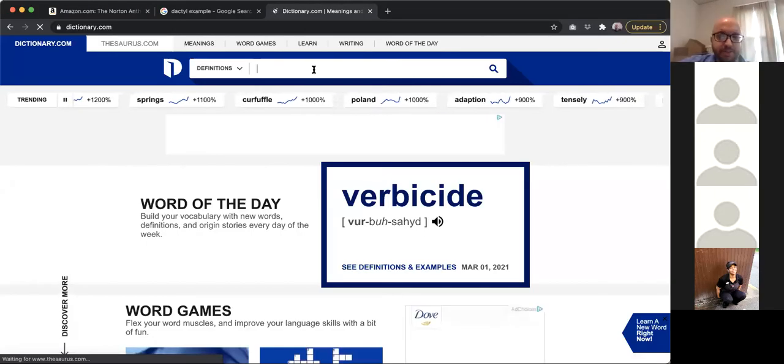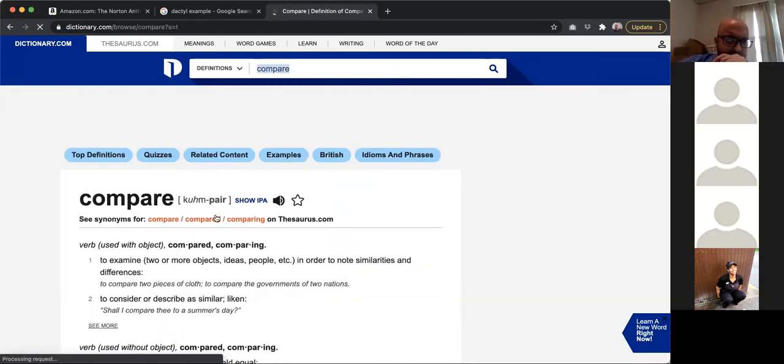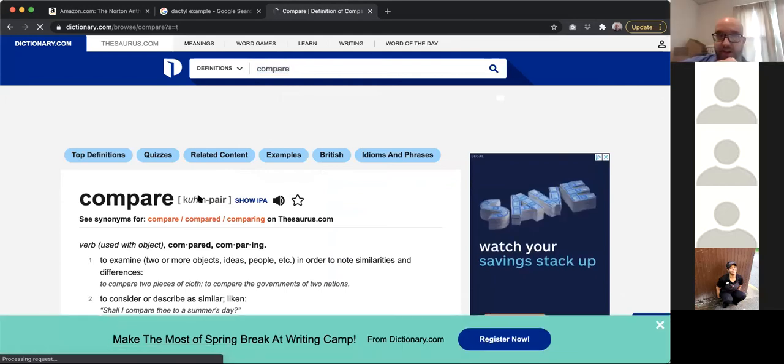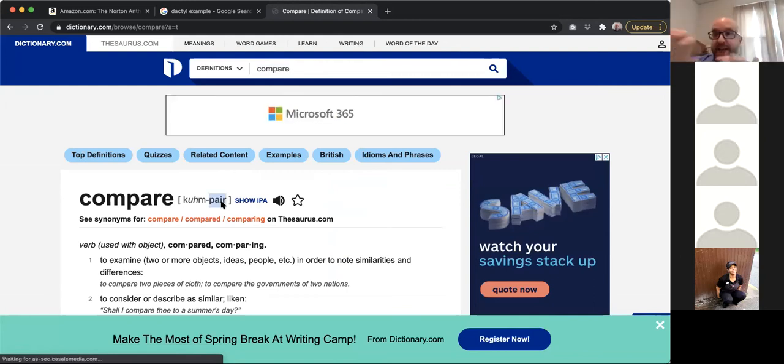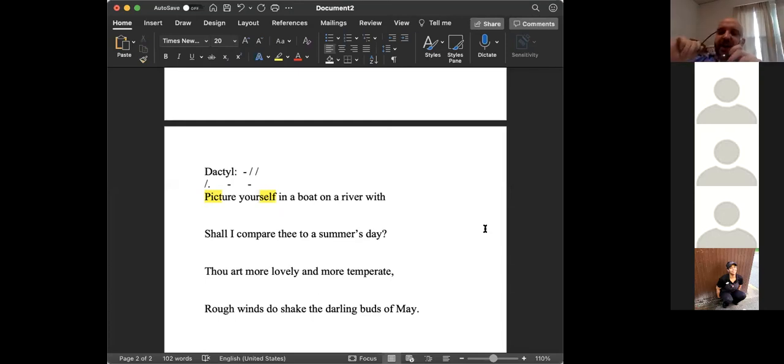We are on dictionary.com. Let's just look up "compare." So anytime you look a word up in the dictionary, it'll tell you how the syllables work. So compare: the "pair" is bolded, right? So that shows you that it's a two-syllable word. The "pair" part is the one that your tongue puts more stress on. Compare, compare. So going back to this. So here's a couple of basic rules.